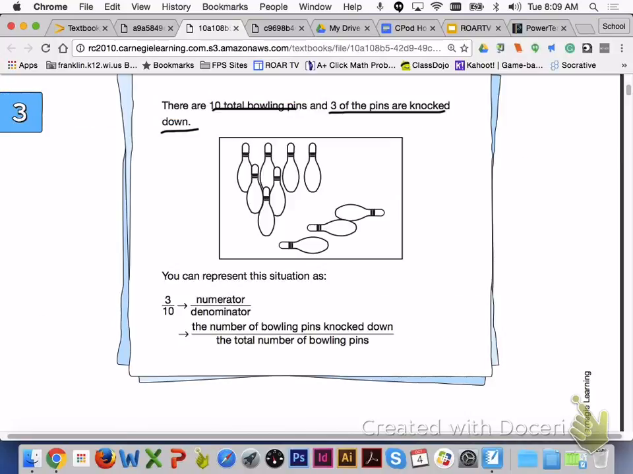There are 10 total bowling pins, and 3 of the pins are knocked down. So you can represent this situation as 3/10. 3 is the numerator, which is the number of bowling pins knocked down, and 10 is the denominator, the total number of bowling pins.